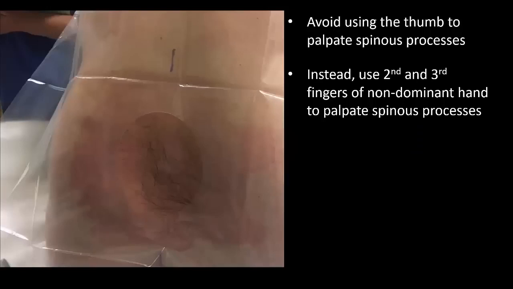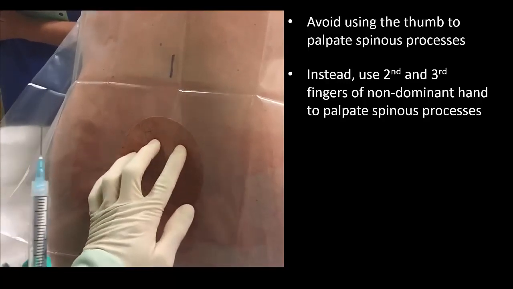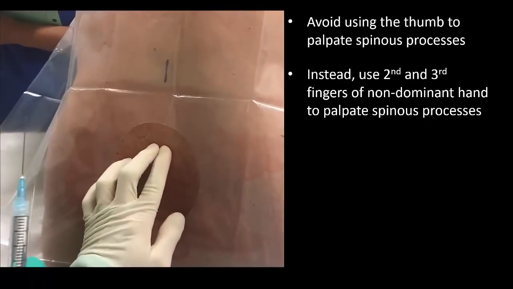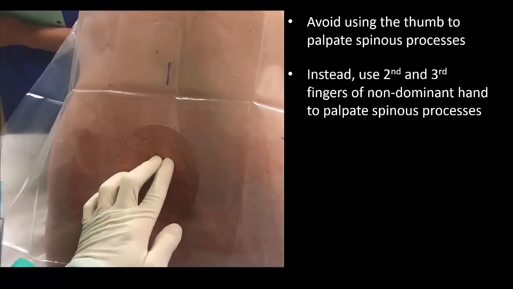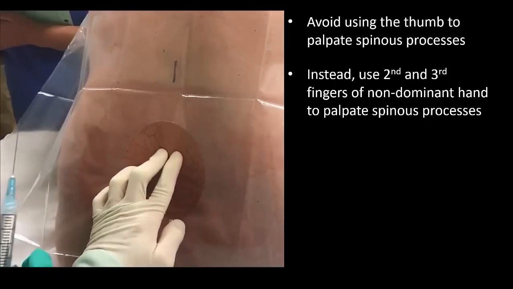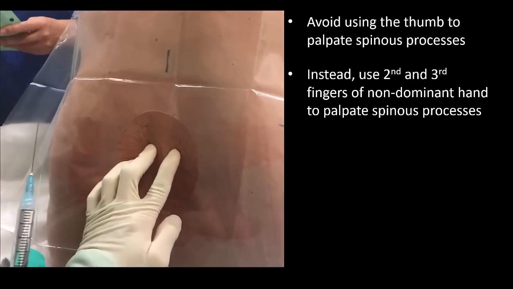So to recap, we avoid using our thumb to palpate spinous processes, and rather we use our second and third fingers instead. This also allows us to shift the skin slightly back and forth under control. We keep our fingertips close together as we palpate the tips of the spinous process.